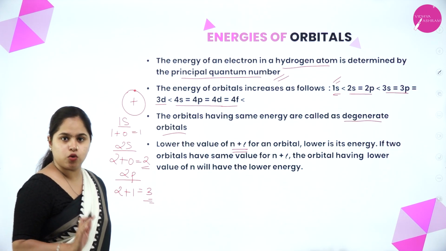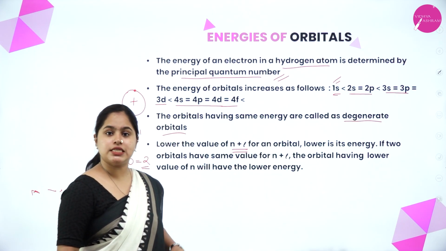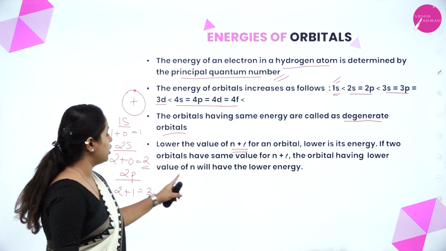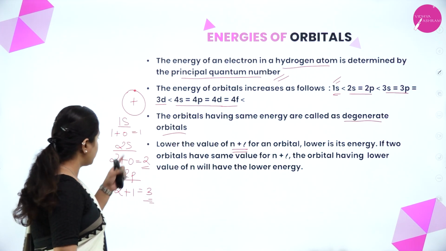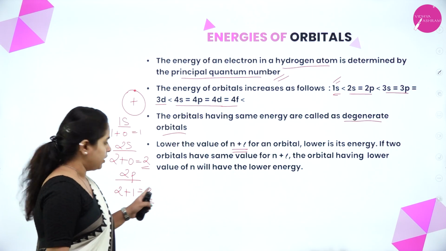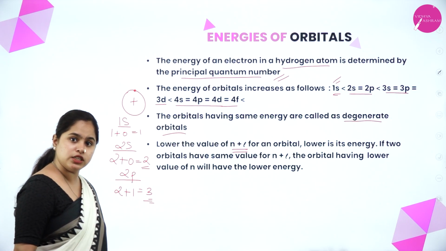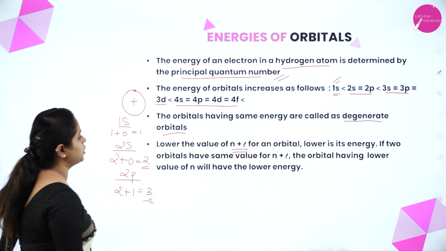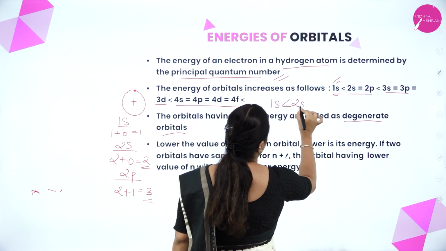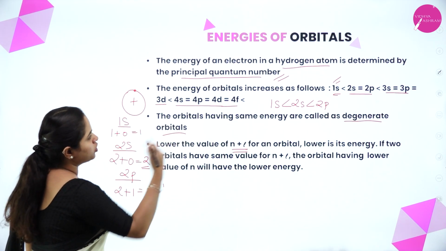So, what does this n plus L rule say exactly? The lower the value of n plus L for an orbital, the lower its energy. And if the orbitals have the same value of n plus L, the orbital having the lower value of n will have the lower energy. According to the n plus L rule, 2s orbital has n plus L value 2, and 2p has n plus L value 3, right? So, which will have more energy? Yes, 2p will have more energy. So, the energy order will be 1s, 2s and then 2p. Clear? Now, moving on to the next one, 3s.